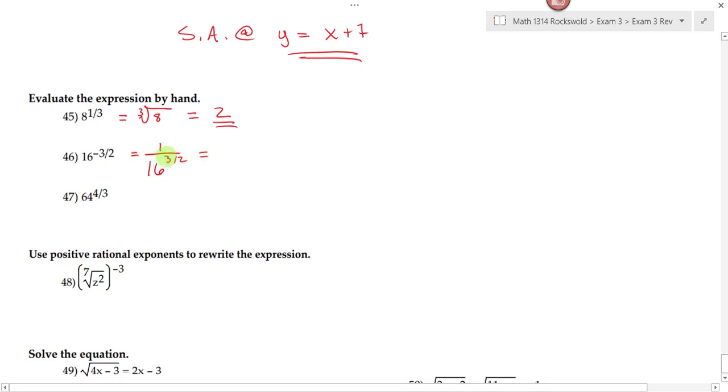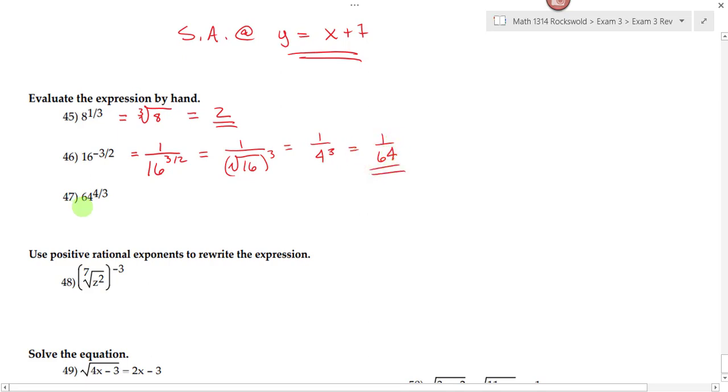The numerator is the power, the denominator is the root, so this is 1 over the square root of 16 cubed, and the square root of 16 is 4, and 4 to the third is 64.